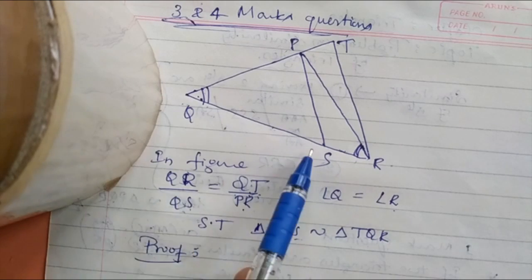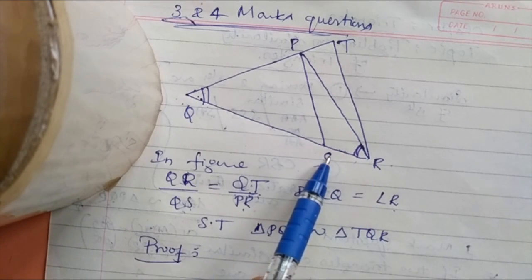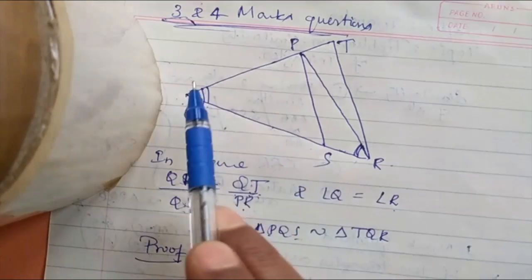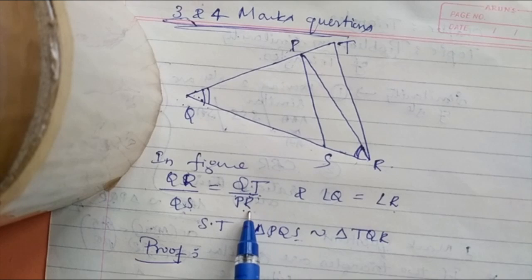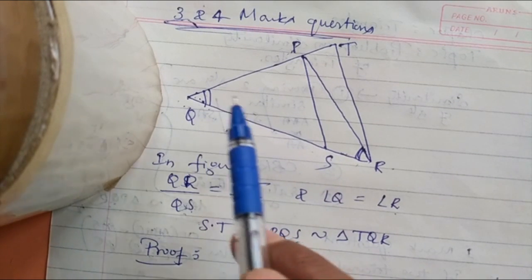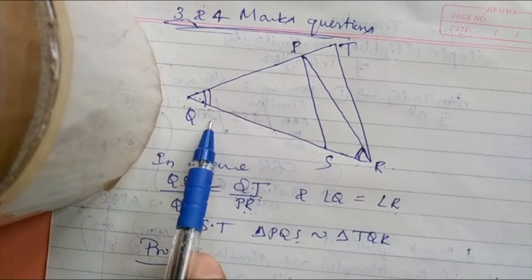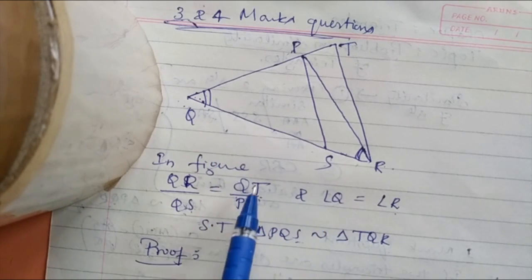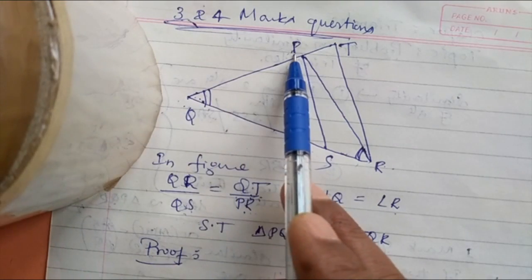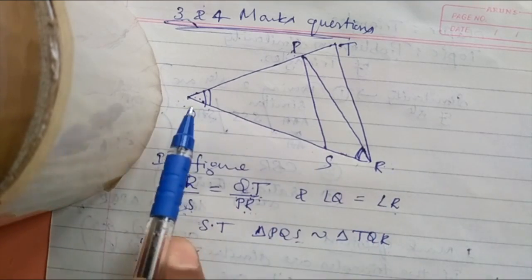QR by QS. Check the diagram. QR is the full, QS is the half. So QR by QS. This side definitely should be QT by QP. Correct. It is PR. Look once again. QR by QS. Another one is QT by, it should be QP, because on this side QR is the full, QS is the top part.